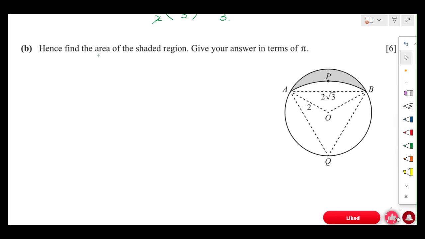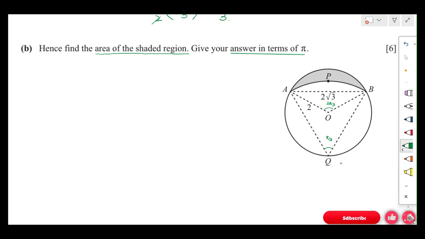Now for part B, hence find the area of the shaded region. Give your answer in terms of pi. Okay, so area of the shaded region. So this is the shaded region. This angle we got is 2 pi by 3, and this angle we got is pi by 3. Now we need to figure out the area of this shaded region.